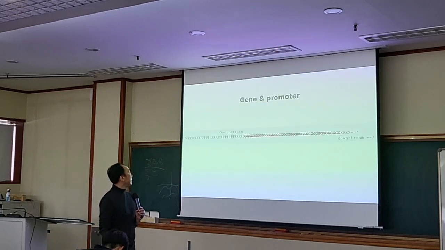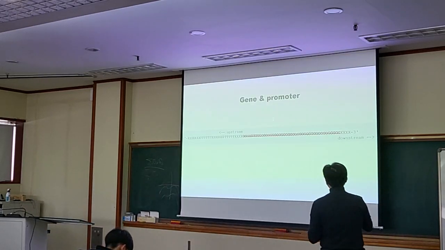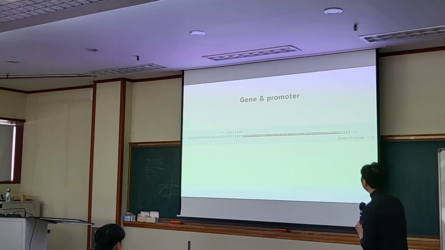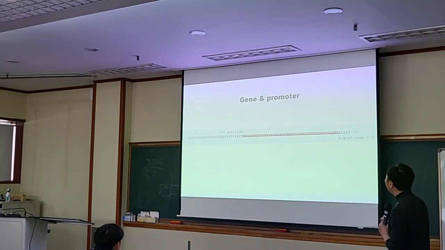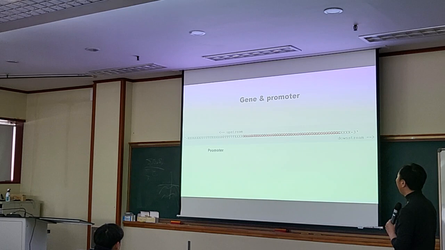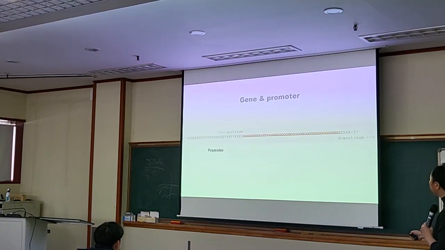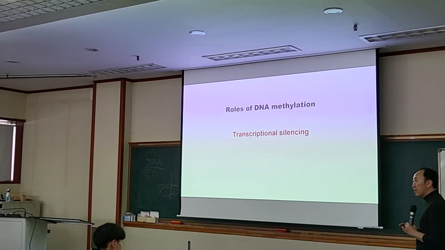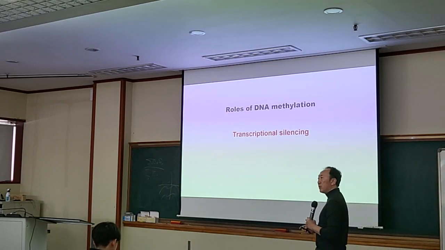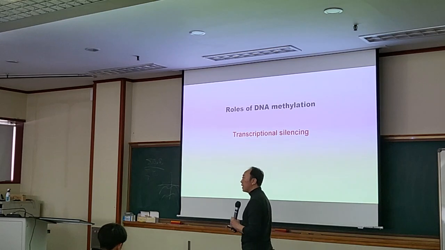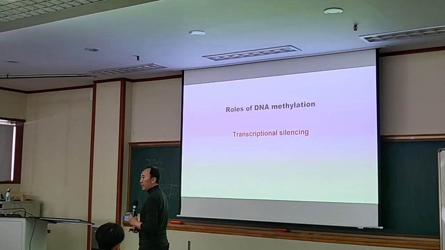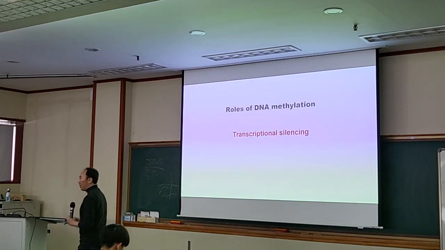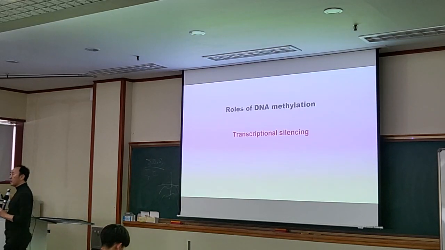Okay. Now here, as I said, let's say this is the gene, this is the upstream 5' direction, this is the promoter area, and the majority of those CpGs are in those positions. And the effect of this DNA methylation is affecting mRNA synthesis. mRNA synthesis is called transcription, right? That's why this is transcriptional silencing or gene knockdown. Gene expression is down.